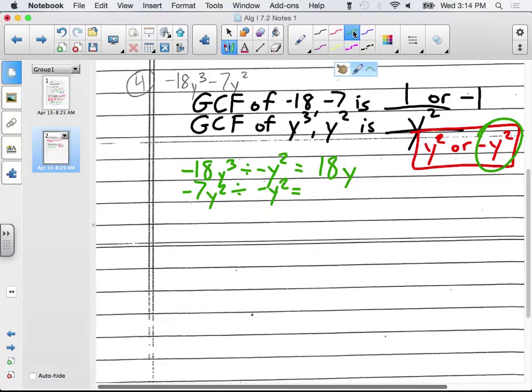Next one. Negative 7y squared divided by negative y squared.